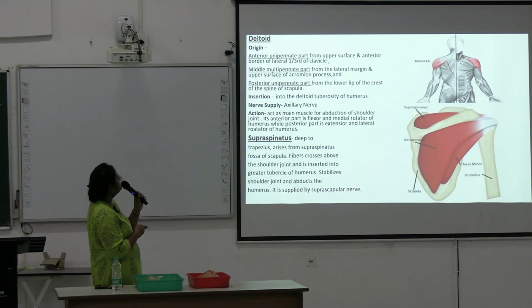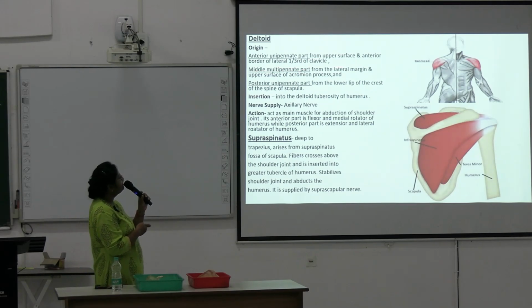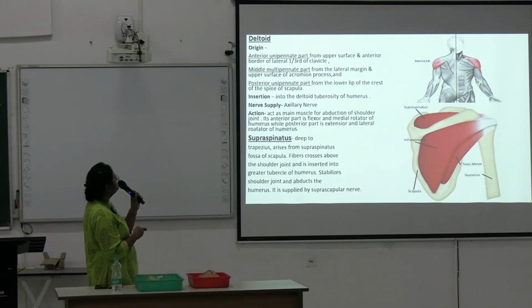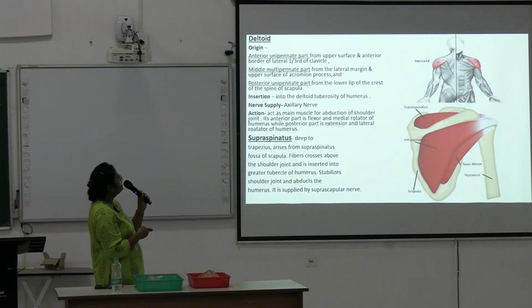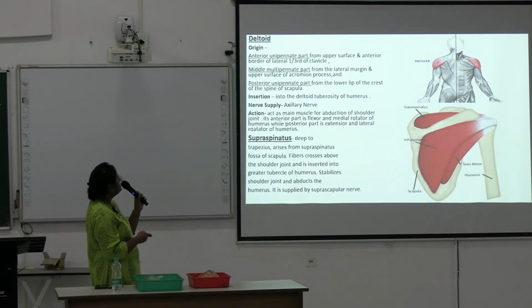The anterior unipinnate fibers arise from the upper surface and anterior border of the lateral 1/3 of the clavicle. The median or multipinnate part arises from the lateral margin and upper surface of the acromion process, and the posterior unipinnate part from the lower lip of the crest of the spine of the scapula. Insertion is into the V-shaped deltoid tuberosity of the humerus. Here is the insertion of the deltoid.